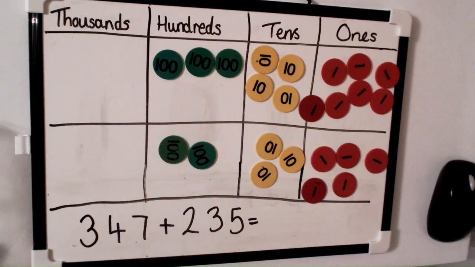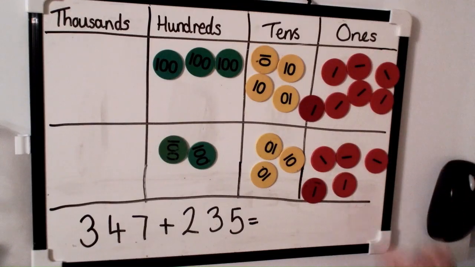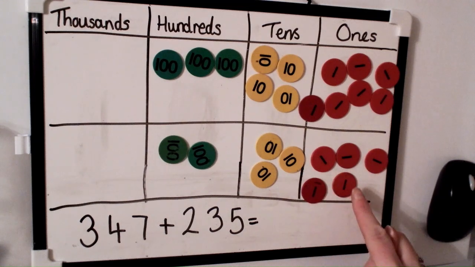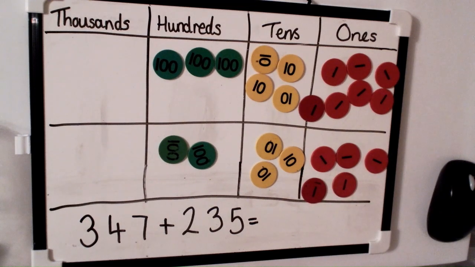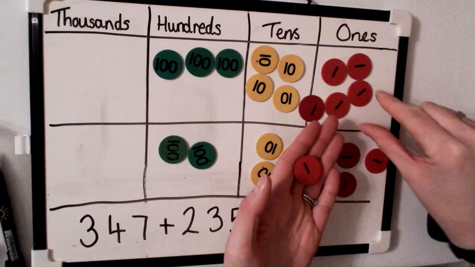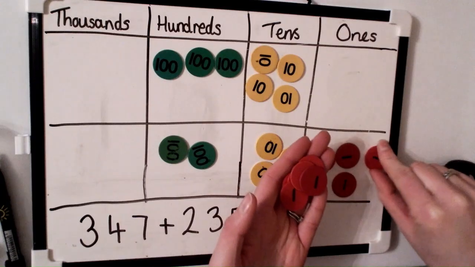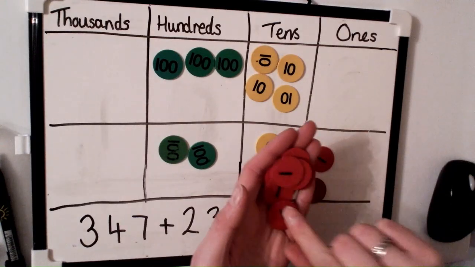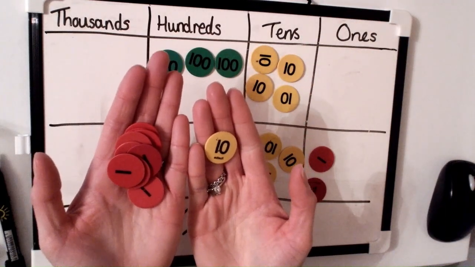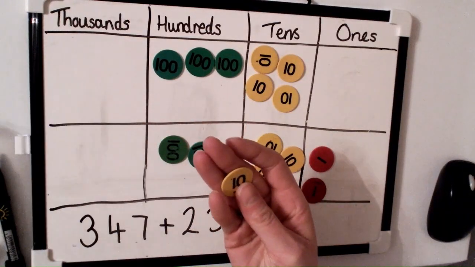Now I'm going to start by adding my ones together. Now, as you can see, I've got 12 ones. When I have 10 ones, I can exchange them for 1 ten. Now, exchanging means you're trading 10 ones for 1 ten because they are equal in value. We do this because as our numbers get larger, it keeps our numbers organised and stops confusion.